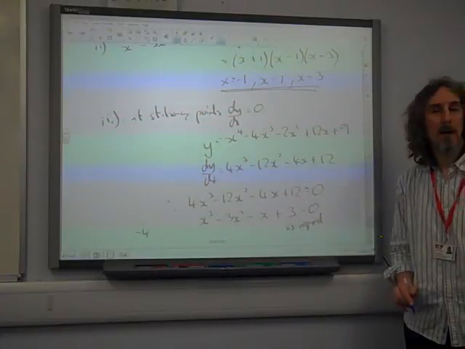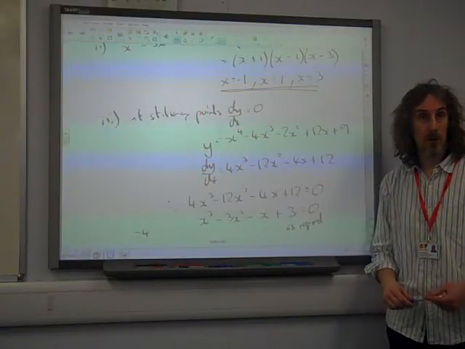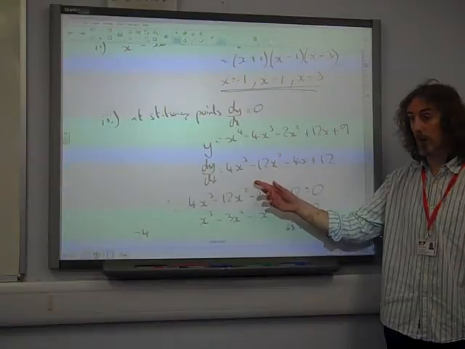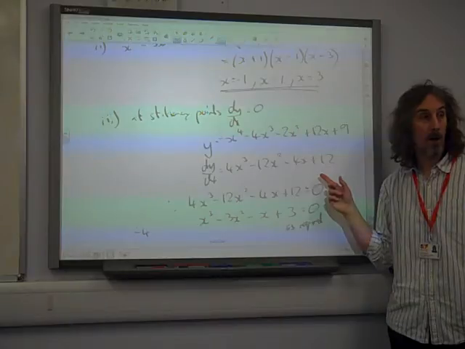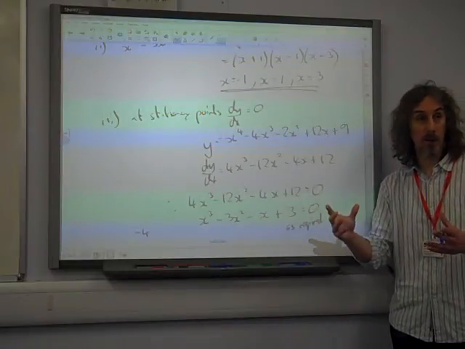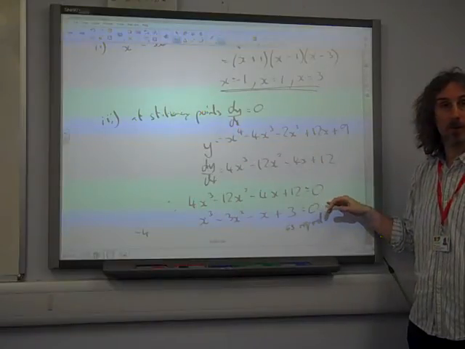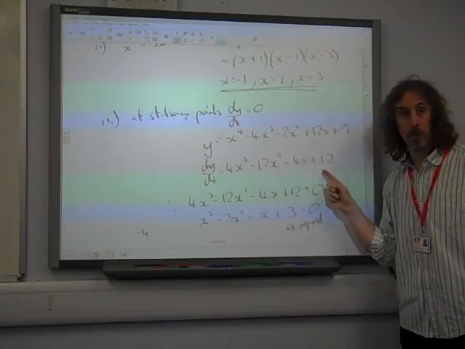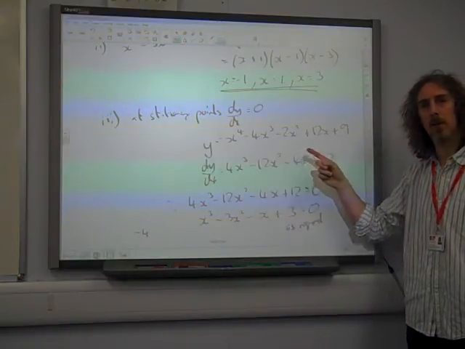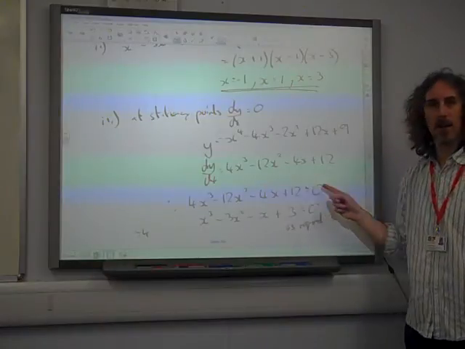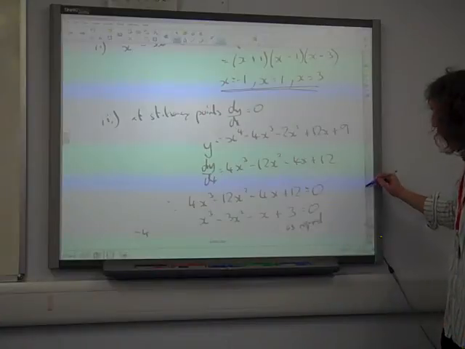Now, there's quite a subtle little point here. Quite a lot of students noticed that this was almost what they wanted, and by dividing by 4 they could get what they wanted. If you do that in the wrong order, then it's just wrong. You can't divide by 4 until you've put it equal to 0, because if you divide this by 4, all you're getting is a quarter of dy by dx. So you must put it equal to 0 first, and then, because you can do the same thing to both sides of the equation, you can divide by 4 and get what you want.